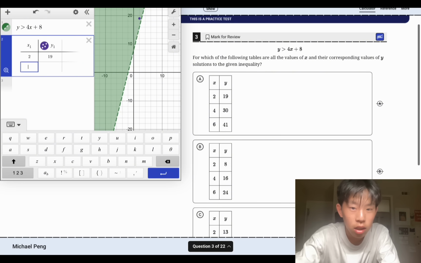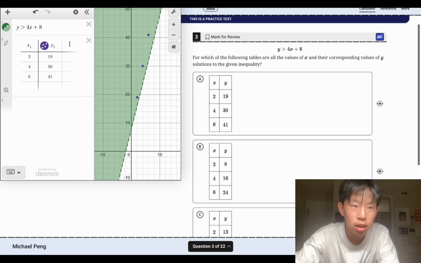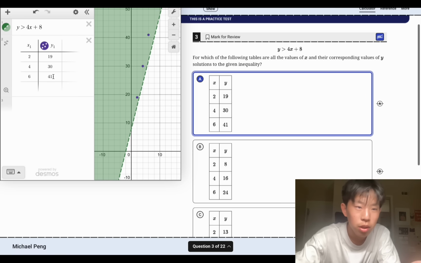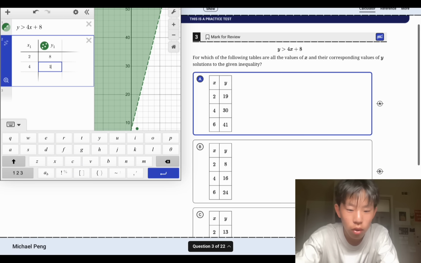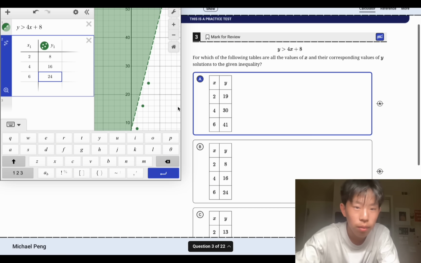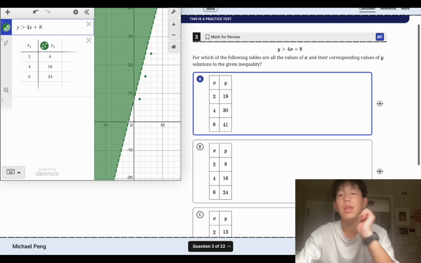2, 19, 4, 30, and then 6, 41. Is it in the green? Yep, it's in the green. So I already know it's right. But just to make sure, let me double check. Let's see if B is wrong. 2, 8, 4, 16, 6, 24. Is this in the green? It is not in the green, which means it's wrong. Okay? Next question.